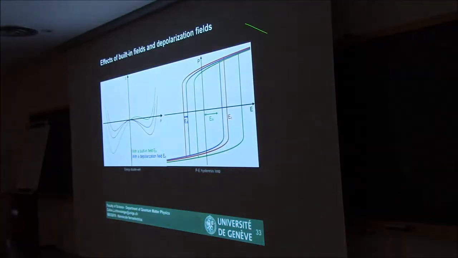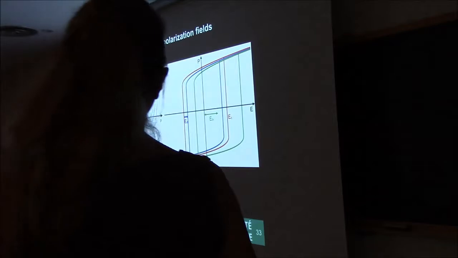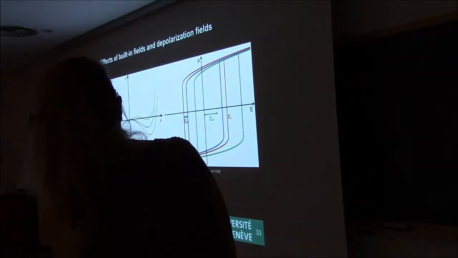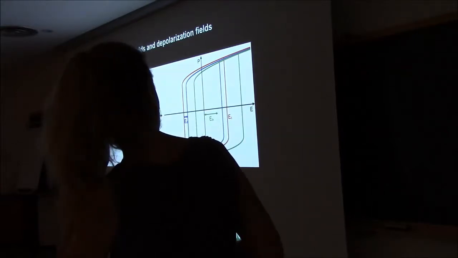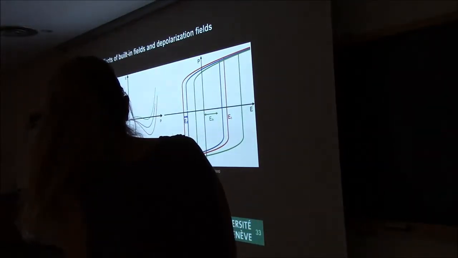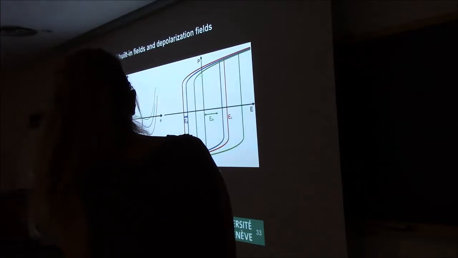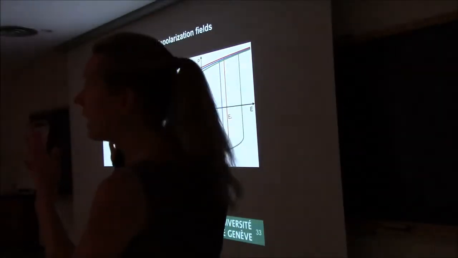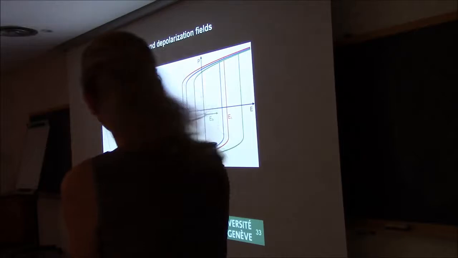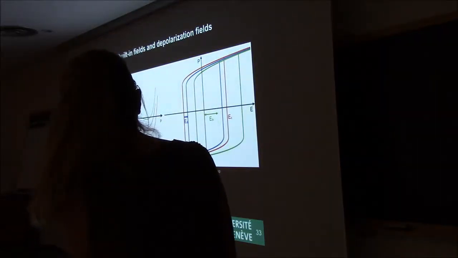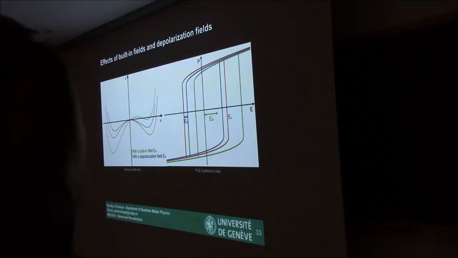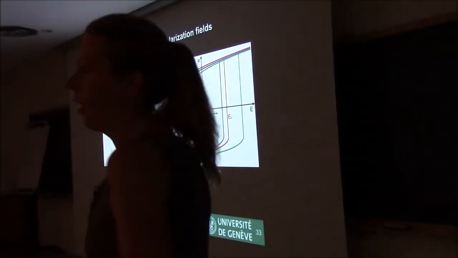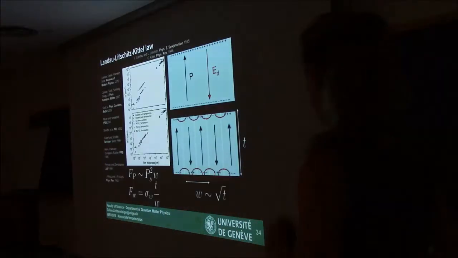Okay, and if you look at the P-E hysteresis loop, in red you have the initial polarization loop. If you add a depolarization field, you see that in blue the loop is now more narrow, so it's easier to switch, and also it doesn't go as high in terms of the polarization. And if you have a built-in field, the effect of this built-in field will be to shift this P loop in one direction or the other because you are favoring one polarization over the other.